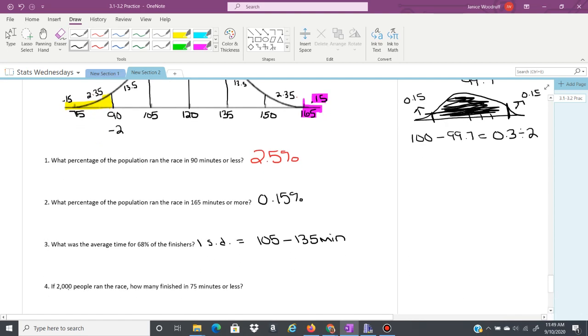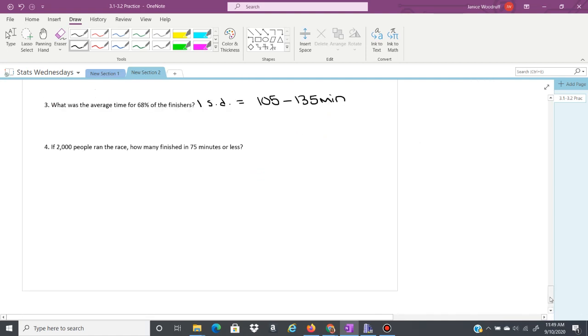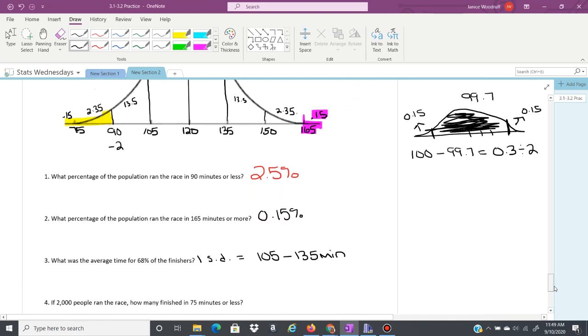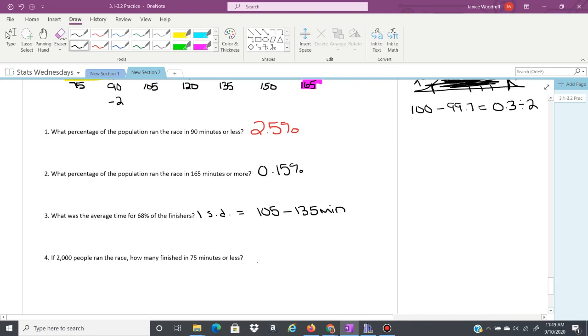Okay, if 2,000 people ran the race, how many finished in 75 minutes or less? So, is that the last question here? Yeah, okay. So what percentage of people finished in 75 minutes or less? So when I'm looking at the curve, yeah, Naya, you got it.